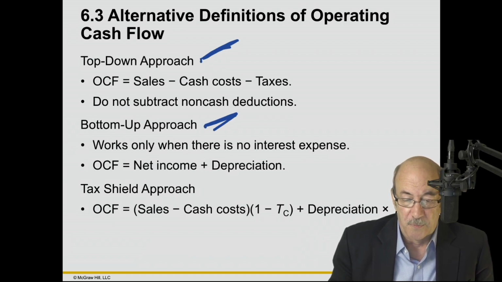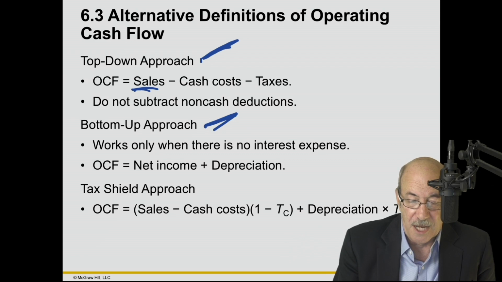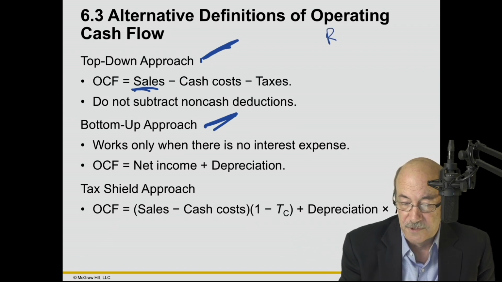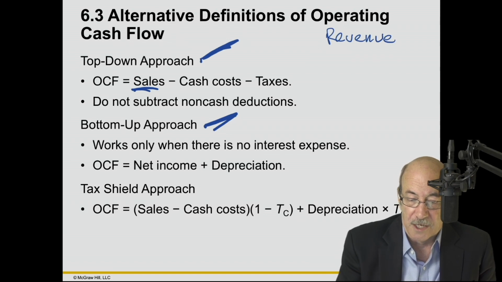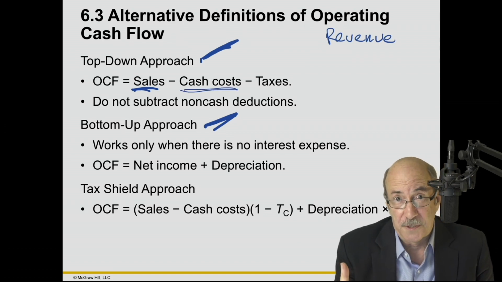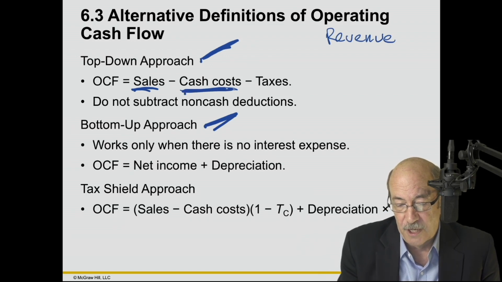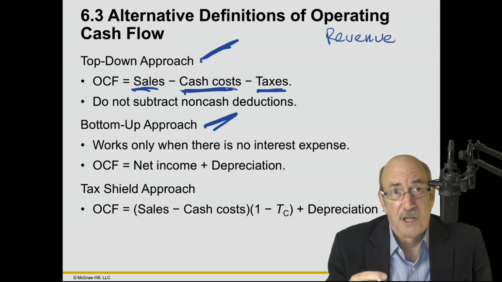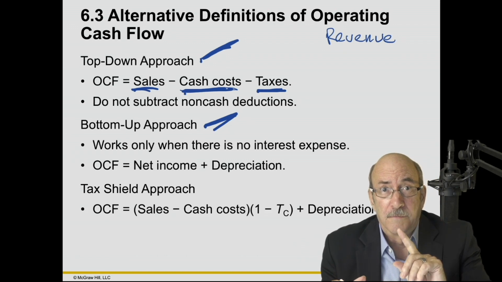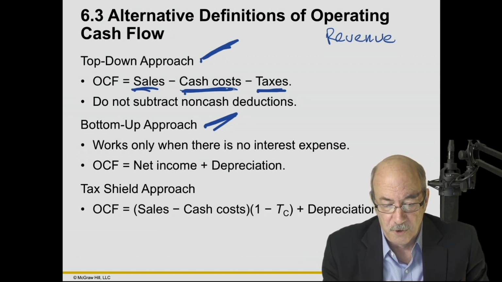The top-down approach says, well, let's start at the top of the income statement. Revenue, sales, right? And then subtract out all of the cash expenses, only cash expenses, right? Subtract those out. Subtract out the taxes. Don't worry about interest, but do subtract out the taxes.